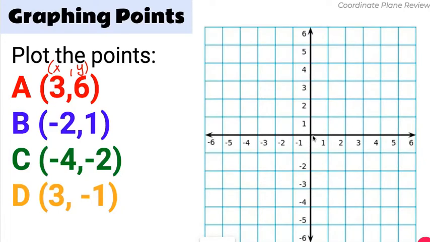So I start at the origin and I move to the right 3. I don't plot anything. I just hover my pencil. And then my Y coordinate is 6. So I go up 6. And I plot my point. So it's to the right 3, up 6.